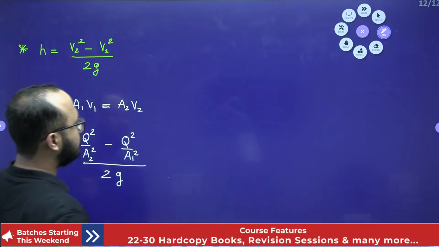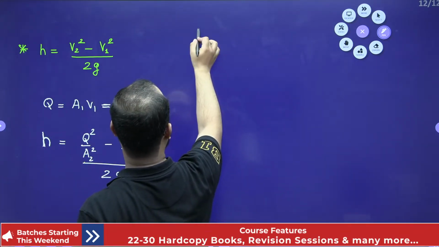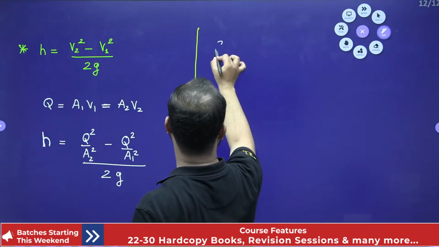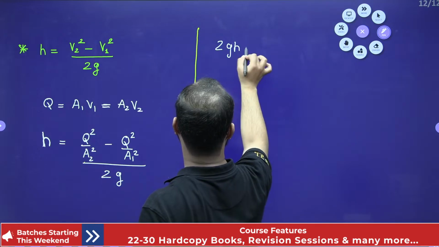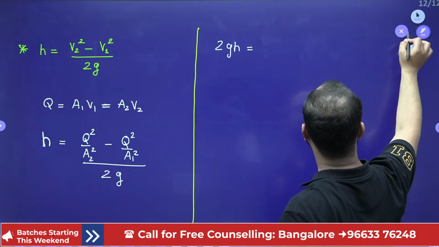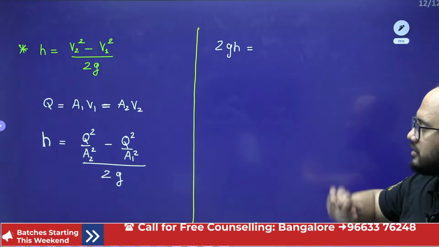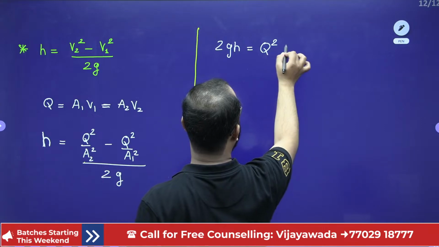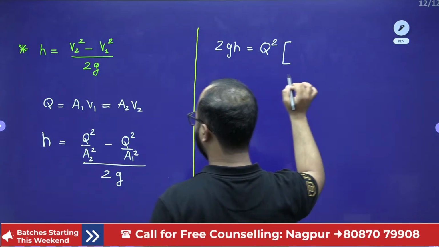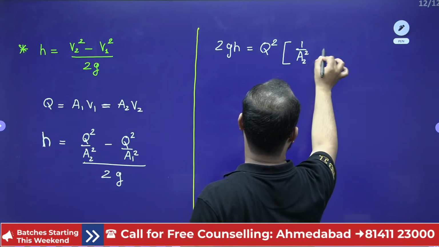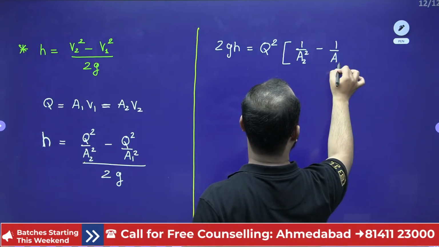Now, see. So just multiply this one, you will be having 2G into H. But remember, what is pressure head difference? What is the meaning of H? H meaning is pressure head difference. Now Q square I will take common here. What are the remaining values? 1 by A2 square minus 1 by A1 square.